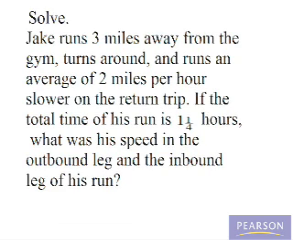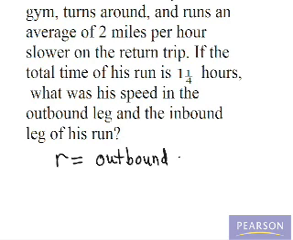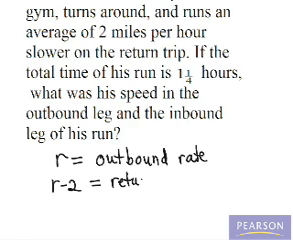We're going to let R represent the rate of Jake running outbound from the gym. So R is the outbound rate. And since his rate on the return trip is 2 miles per hour slower, R minus 2 will be his return rate.